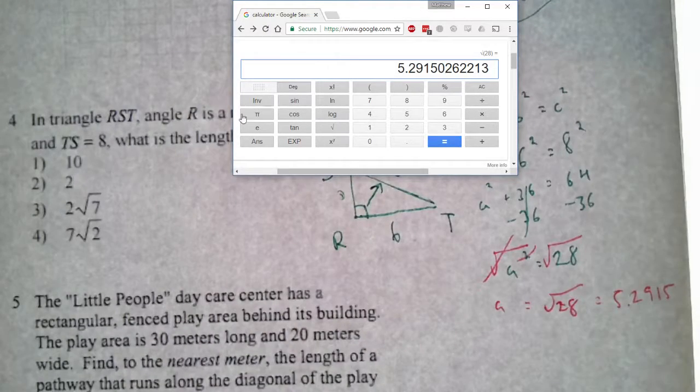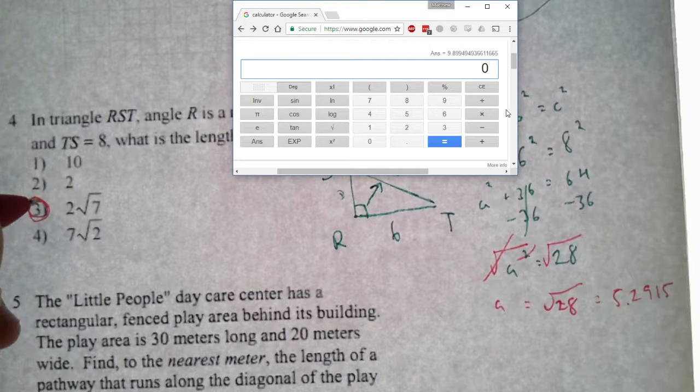5.2915, and well, 10 is not that, 2 is not that, it must be one of these two. I can plug each of these into my calculator and figure it out. So I can do 2 times root 7, and oh, that looks right, that's 5.29. What about 7 root 2? No, that's 9.8 something, that's not right. So even just using the calculator, we can find this by trial and error.